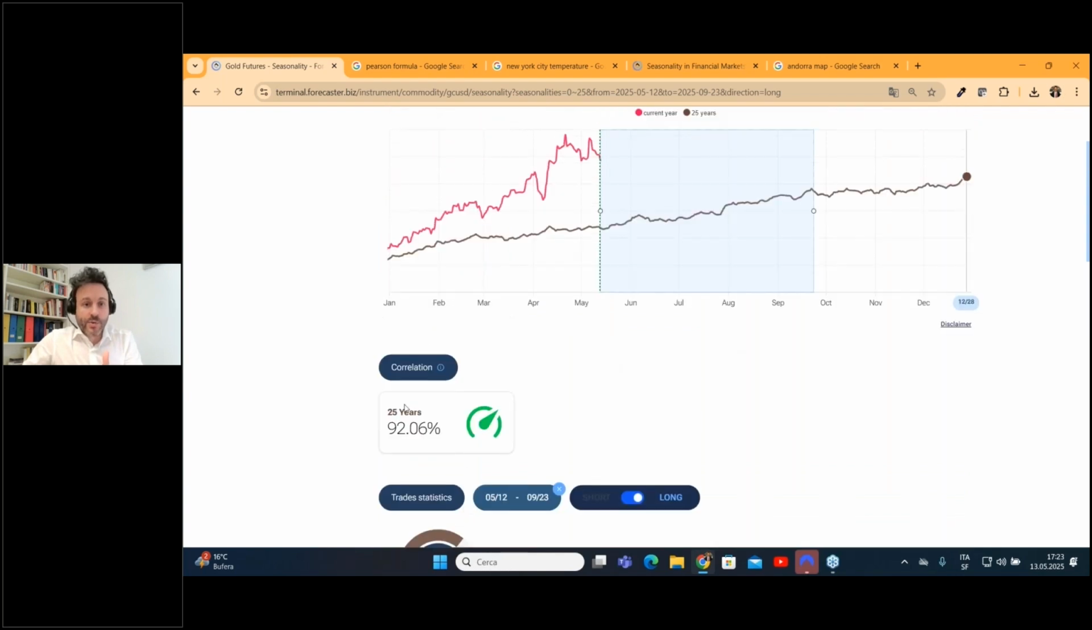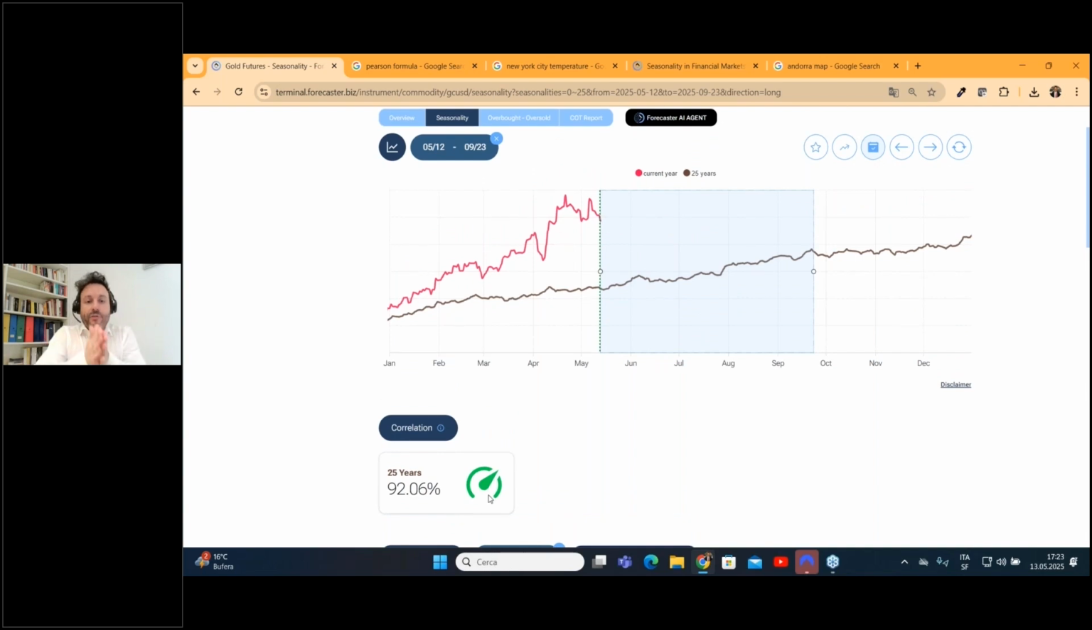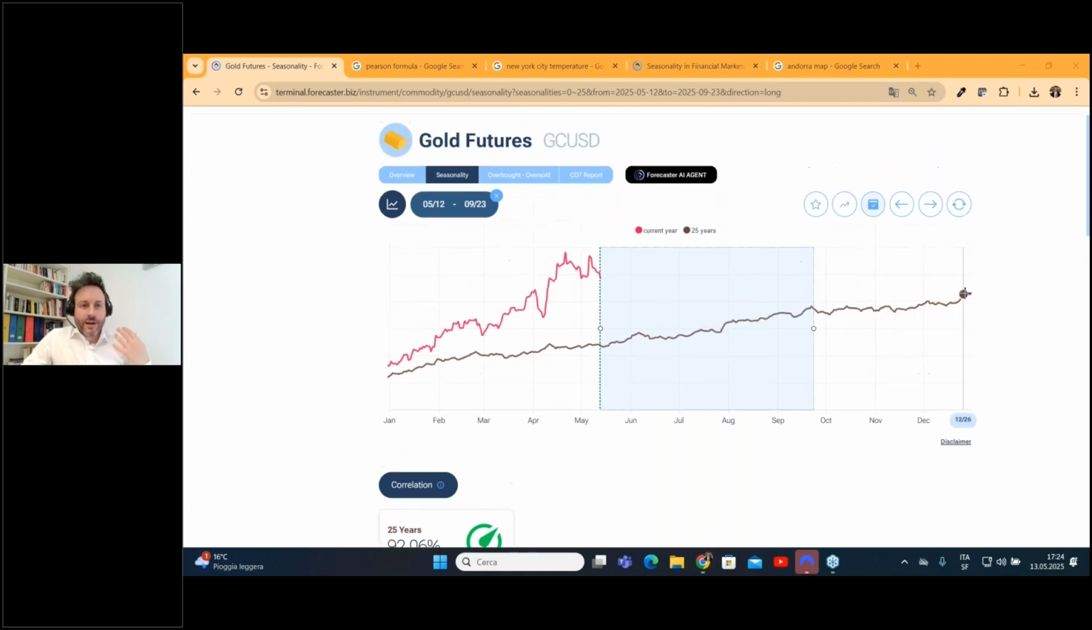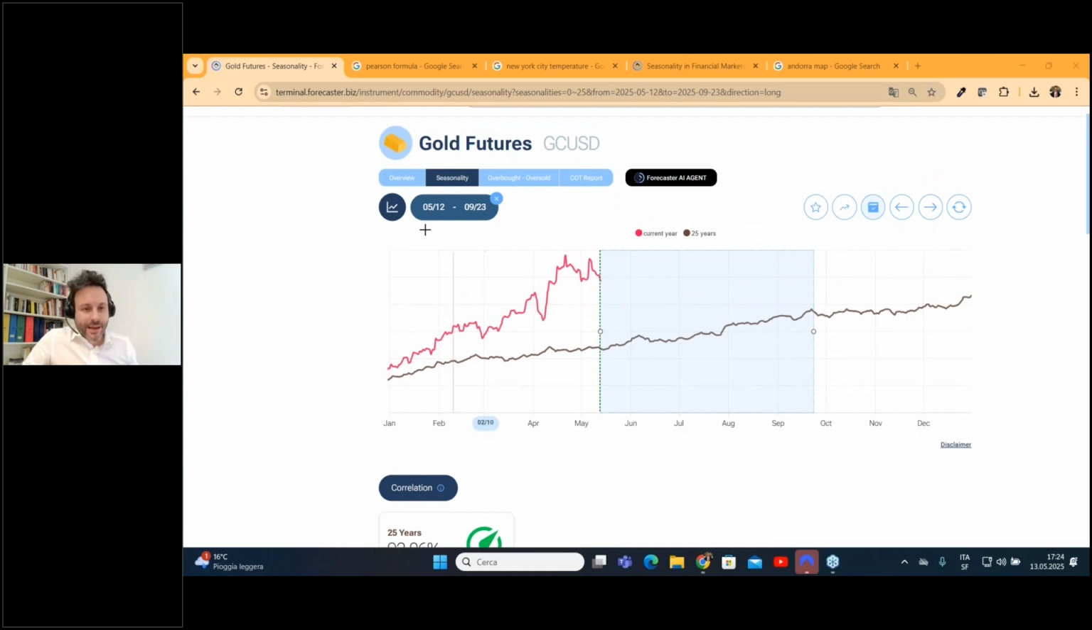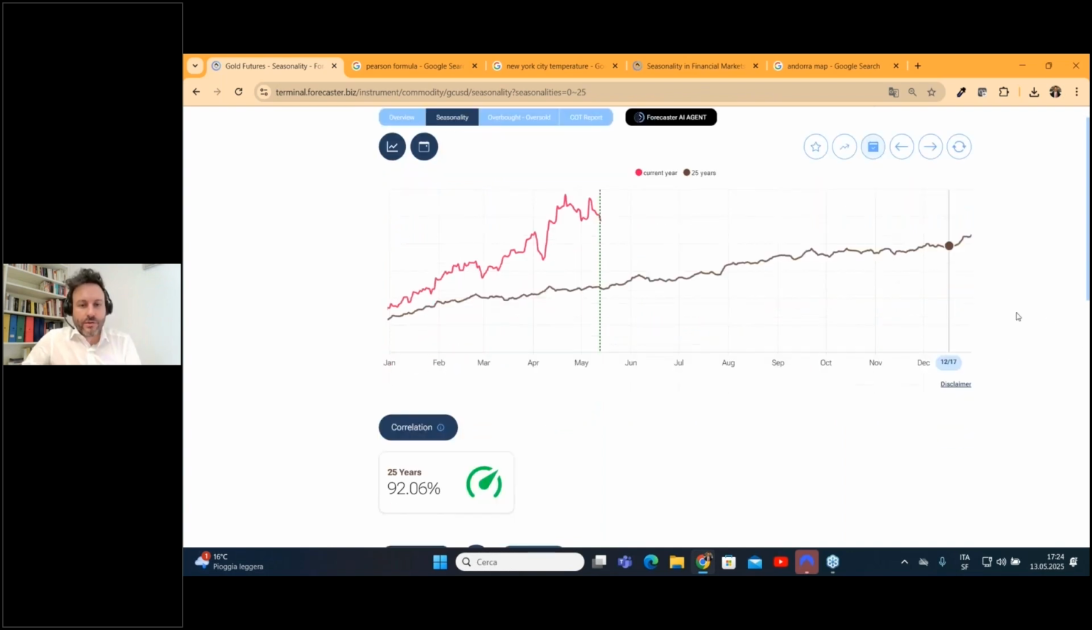Here we also have the correlation. So we also know that out of 100 days, 92 days are moving exactly like they did in the last 25 years on average. So this is exactly what we can expect from gold in the next month. So as I told you, you can use the forecaster terminal in many ways, but actually this is a very nice method to use it, okay?